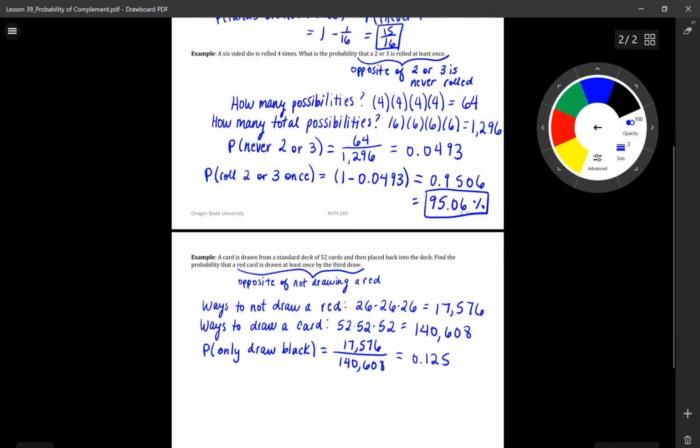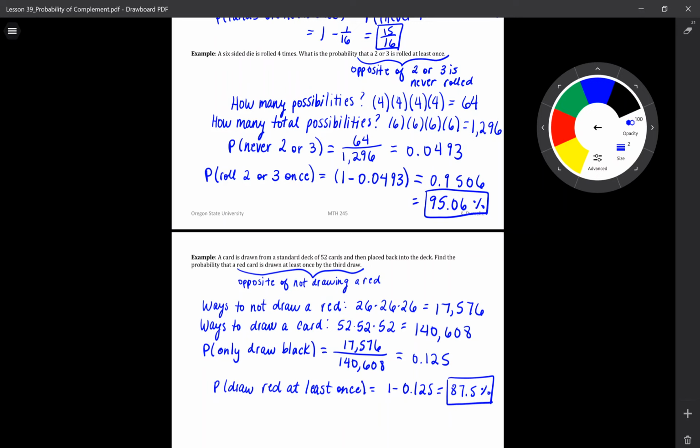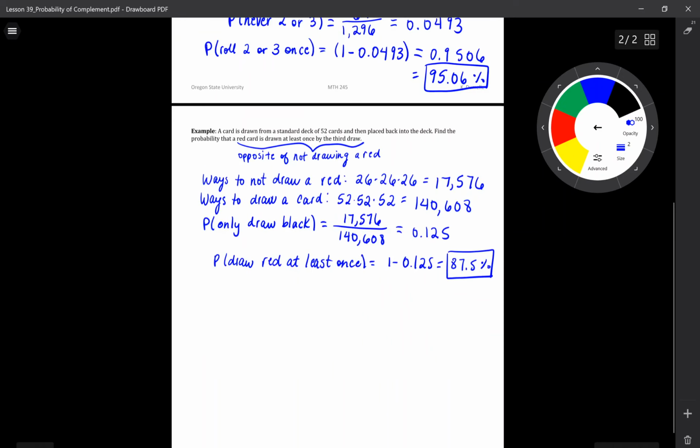And only drawing blacks is the opposite of drawing red at least once, so the probability that I draw red at least once is 1 minus 0.125, or 87.5%. So when we're trying to find things that happen at least once, that can be tricky when I'm dealing with multiple times. So it's often more helpful to say that I never draw that, or roll it, or whatever, and then find the opposite or the complement of that probability.